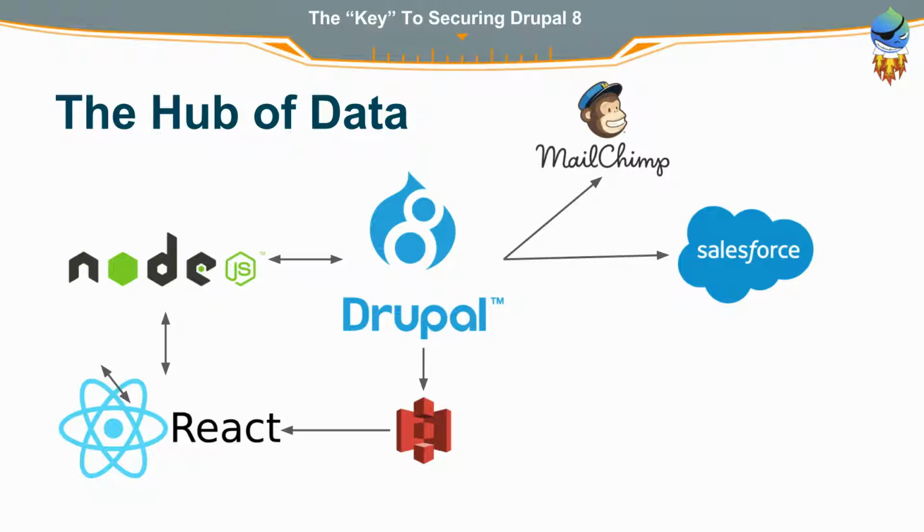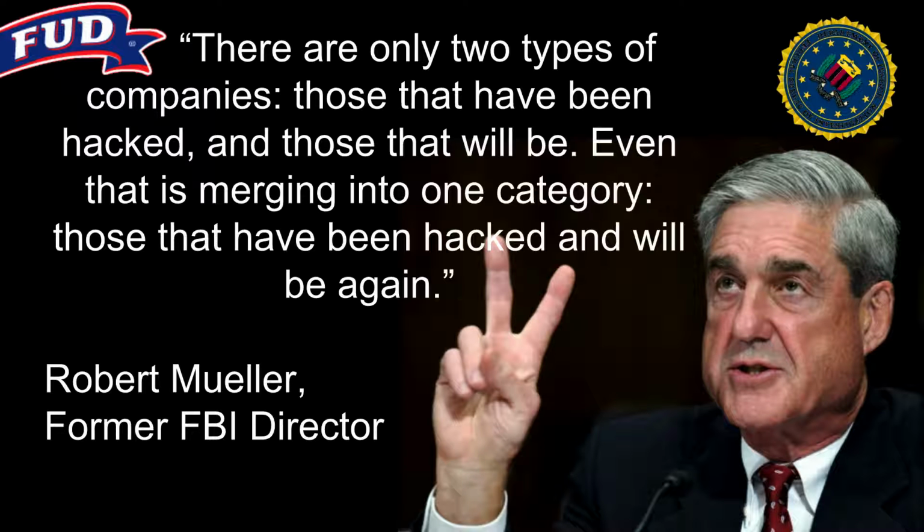How do we manage the fact that we now have a much larger footprint in our organization and a much larger footprint in the technology world? This is a little bit of FUD. I don't like to hammer down the FUD, but this is a great quote. The former FBI director, Robert Mueller, said, "There are only two types of companies, those that have been hacked and those that will be, and even those are merging into one category, those that have been hacked and will be again." And so we have to design our systems as if they're going to be hacked.